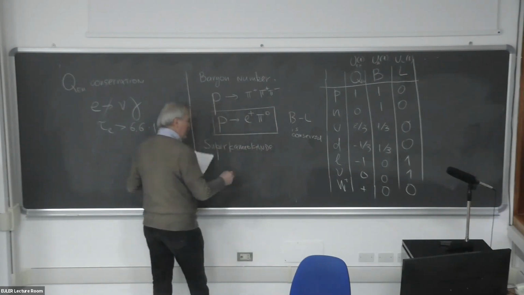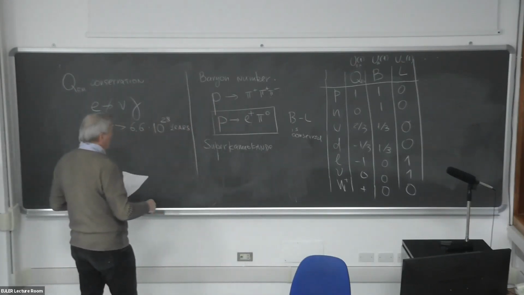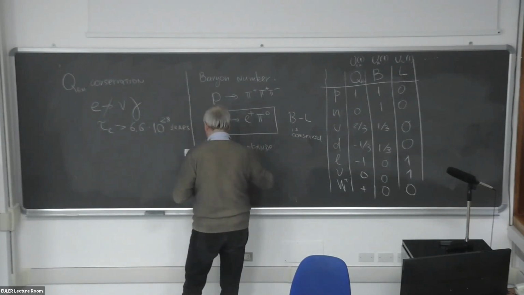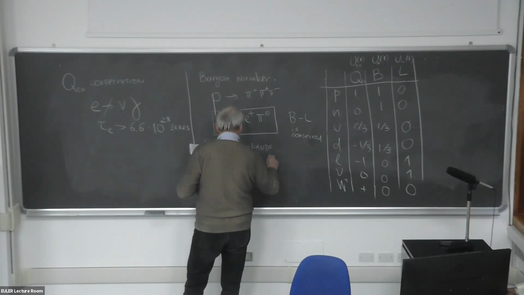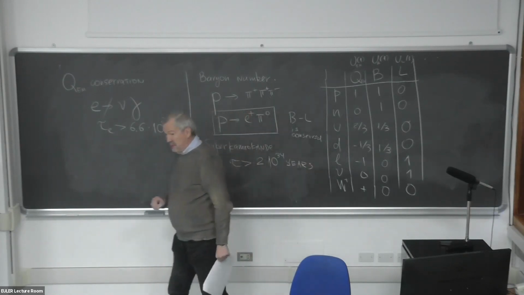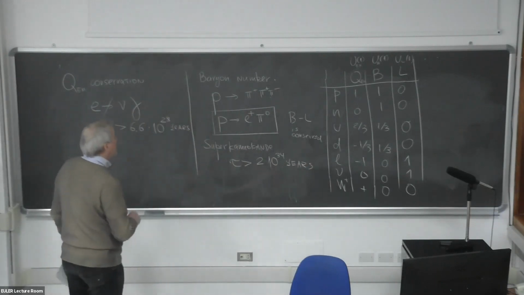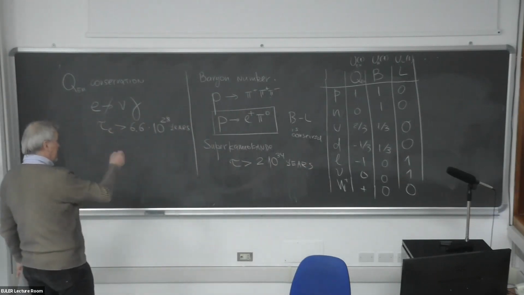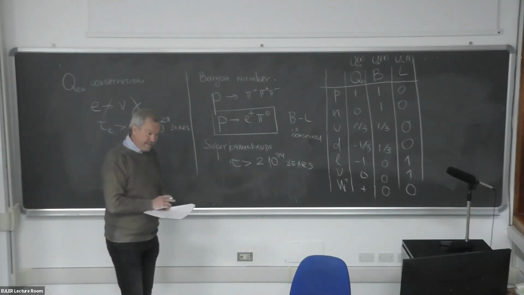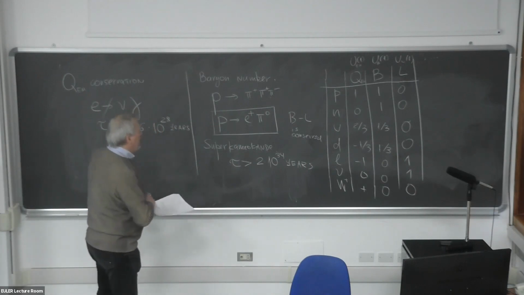I will show you the pictures of Super-Kamiokande tomorrow. And the bound is that the lifetime for this mode is bigger than 2 times 10 to the 34 years. This is a very convenient mode of decay. So that's studied by Super-Kamiokande, which is a water Cherenkov detector.